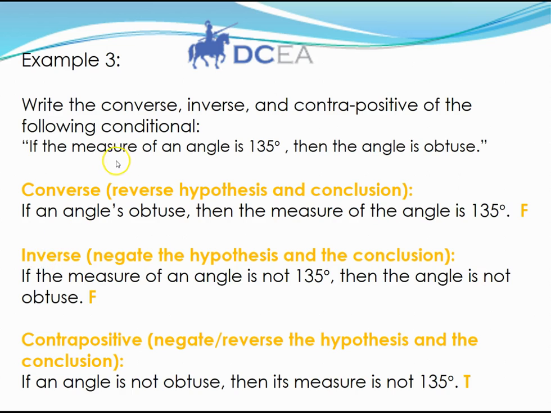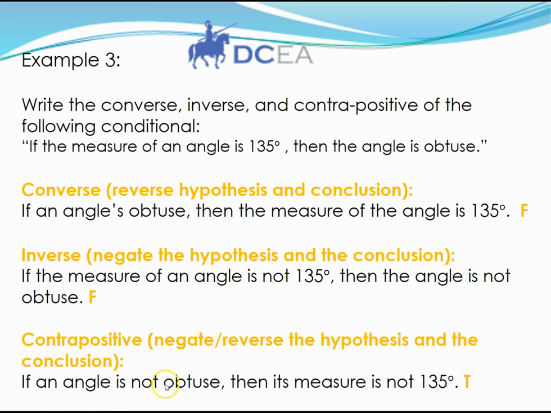Let's do the inverse of this original conditional. We negate the hypothesis and the conclusion. If the measure of an angle is not 135 degrees, then the angle is not obtuse. If it's not 135 degrees, it could still be 150 degrees, and then the angle would be obtuse. So this is false. And writing the contrapositive, this means we negate, then reverse the hypothesis and the conclusion.